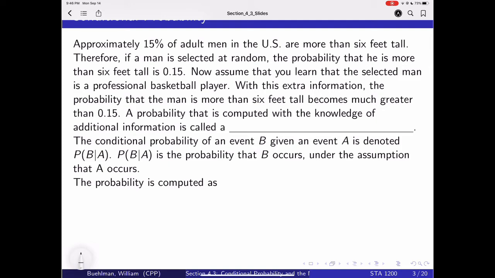Therefore, if a man is selected at random, the probability that he is more than 6 feet tall is 0.15. Now assume that you learn that the selected man is a professional basketball player. With this extra information, the probability that the man is more than 6 feet tall becomes much greater than 0.15. A probability that is computed with knowledge of additional information is called a conditional probability.